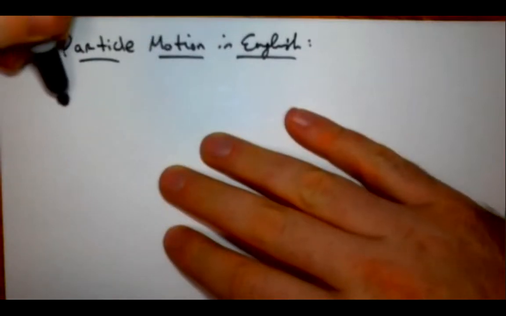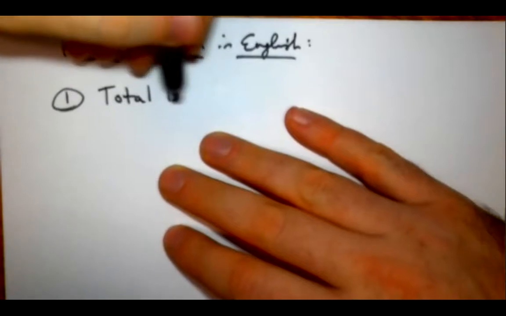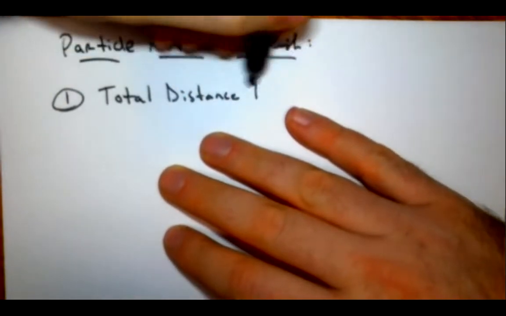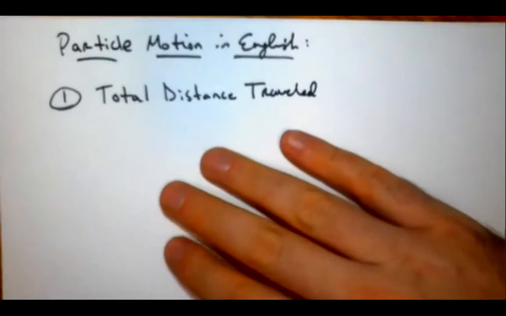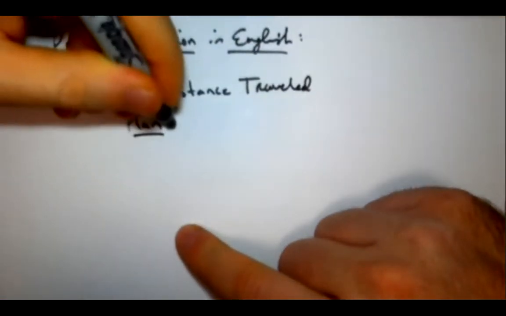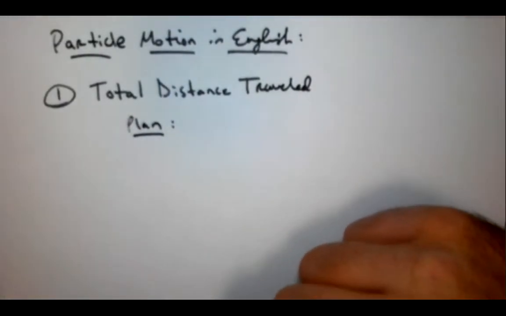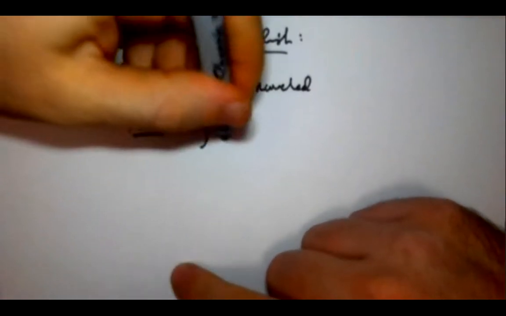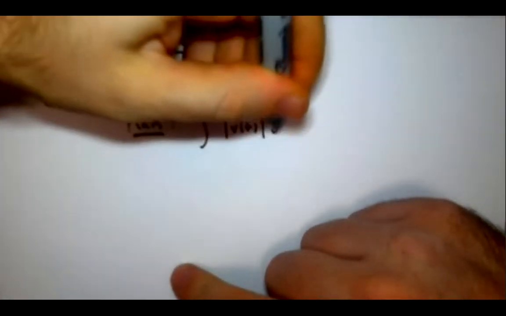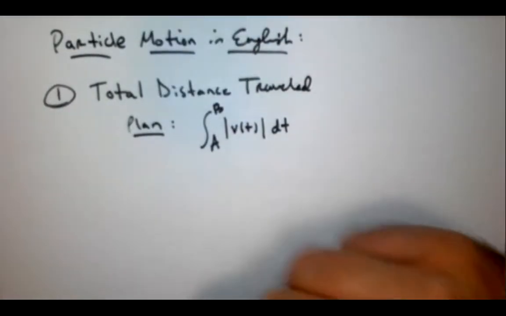So things they might ask you. They might ask you to find total distance traveled. Okay, if they ask you to find total distance traveled, what's the plan? Somebody's got to know the plan. Total distance traveled, what's the plan? I think that's the integral. Integral of absolute velocity, absolute value of velocity. There you go. That's the plan. It's a calculator problem. Punch it in and see what you get.